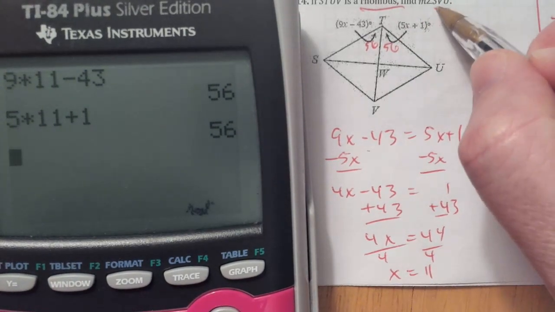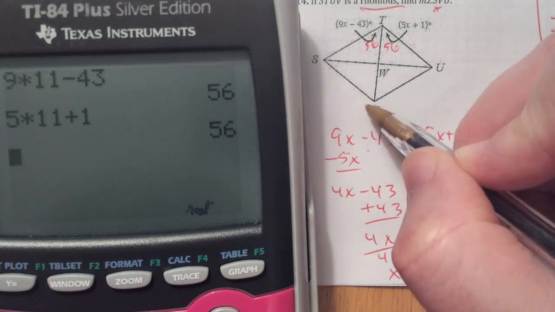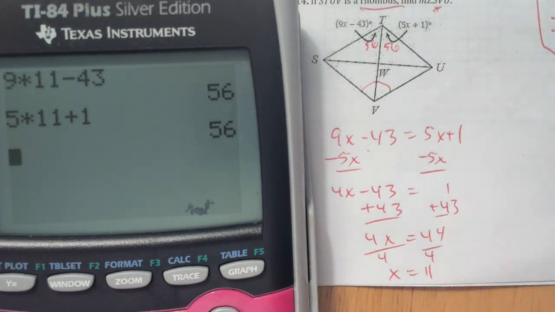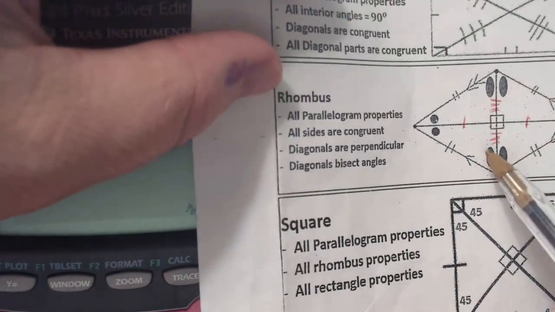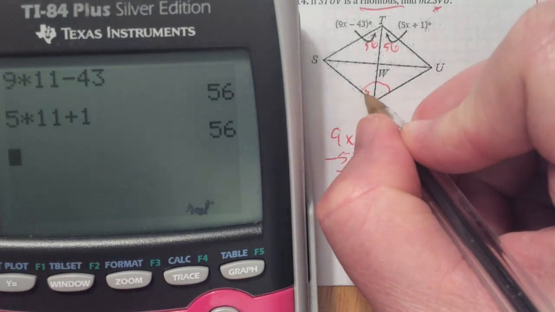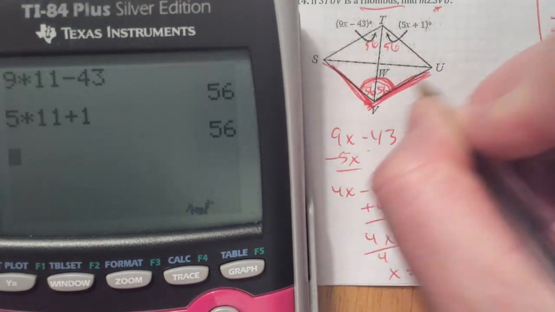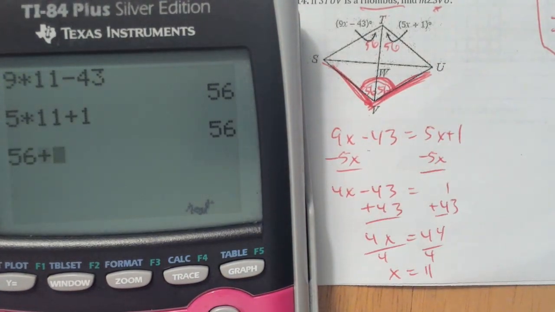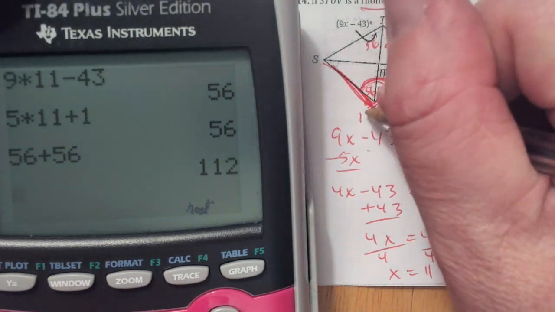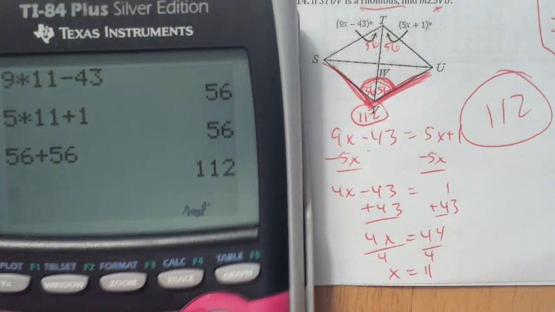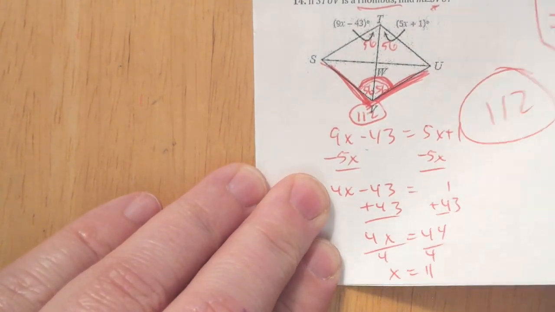Now, what did they ask for? They asked for V. So down here, they said SVU. So they wanted the whole thing, all of that. So if we look at our notes here, all these angles are the same. So if that's 56, 56, this is 56, this is 56. I want the whole thing because it's SVU. So 56 plus 56, we get 112 is the whole shebang, and that's what they wanted. 112. All right, doing pretty good so far. All right, let's flip to the next page.